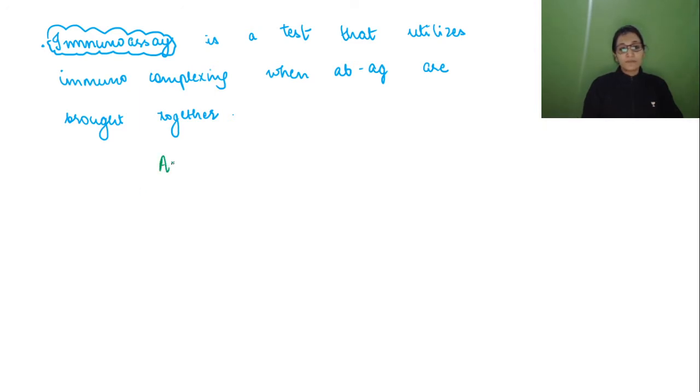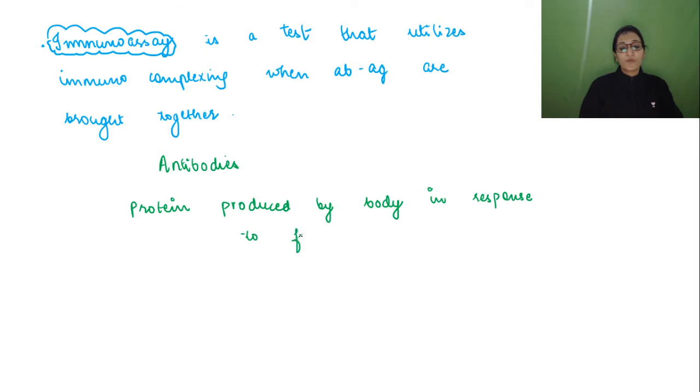Antibodies. What are antibodies? Antibody is a protein which is produced by the body in response to an invading foreign substance. A protein produced by the body in response to a foreign substance.